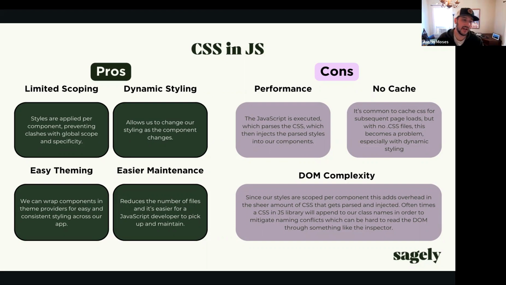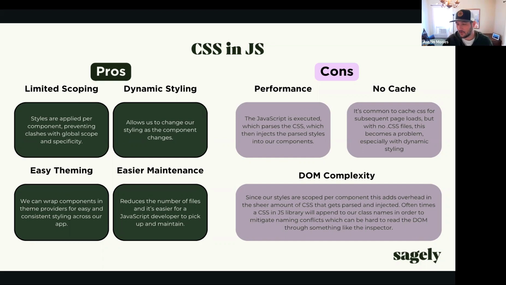So some of the pros, limited scoping. Styles get applied per component, and this prevents clashes with global scope and specificity. Say two engineers are working on two separate components, they name something the same class, those might clash. Whereas something like CSS in JS scopes things to the component that we apply it to. It also allows for dynamic styling, which I think is one of the coolest parts about CSS in JS. Based on a data change, a state change, an event listener, we can change the styles of our page on the fly. It allows for easy theming.